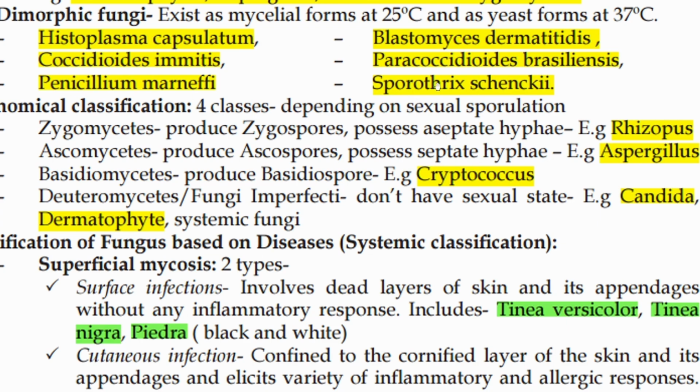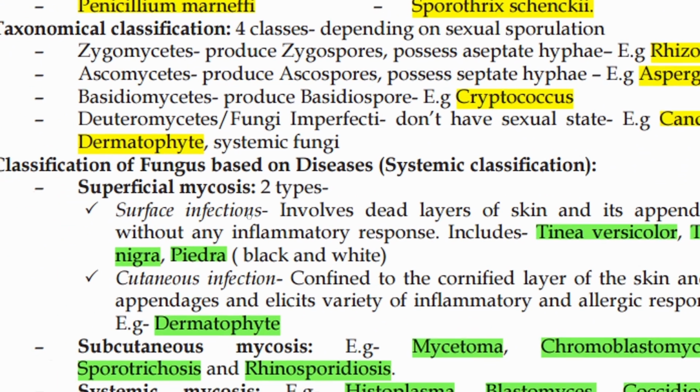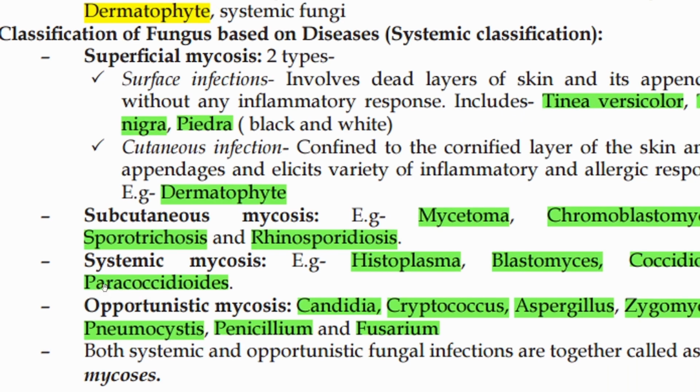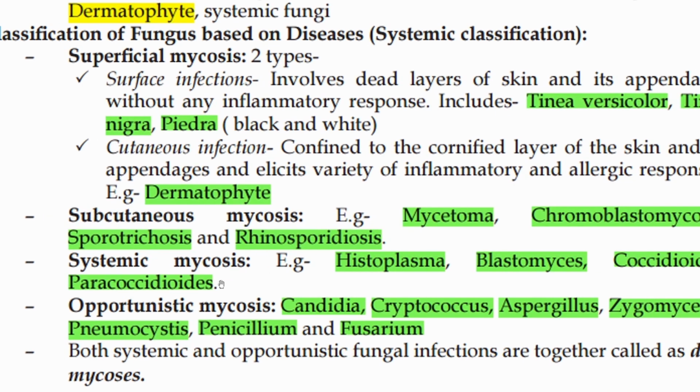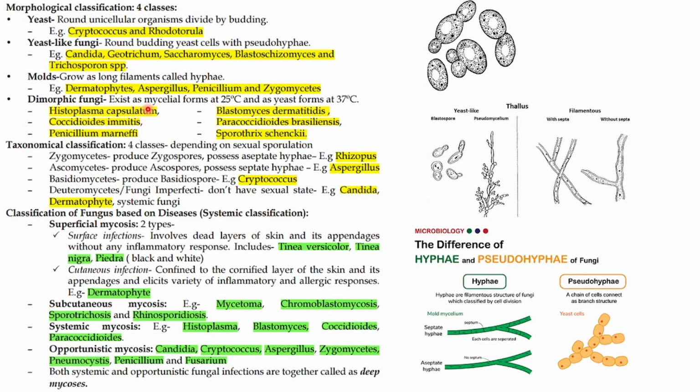We have zygomycetes, example Rhizopus. Ascomycetes, example Aspergillus. Basidiomycetes, Cryptococcus. Deuteromycetes are also called fungi imperfecta because they don't have a sexual stage. Examples are Candida, dermatophytes, systemic fungi. Then the classification of the fungus based on the disease: superficial mycosis, subcutaneous mycosis, systemic mycosis, and opportunistic mycosis. So these are the main broad classifications of the fungi.